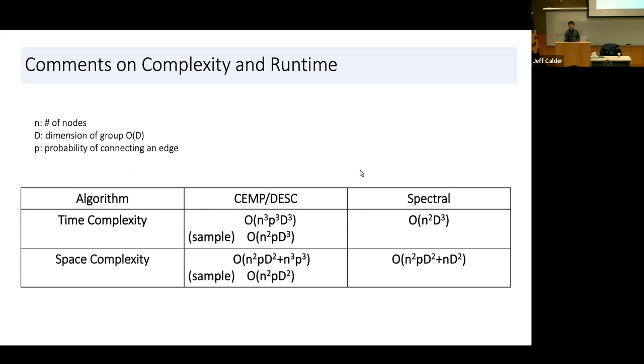Multi-image matching has some applications in the so-called shape matching and graph matching, which may have some application beyond the SFM. But this is one example that I'm going to talk about. I'm going to comment on the complexity and runtime of our CLAMP or DESC-based method.